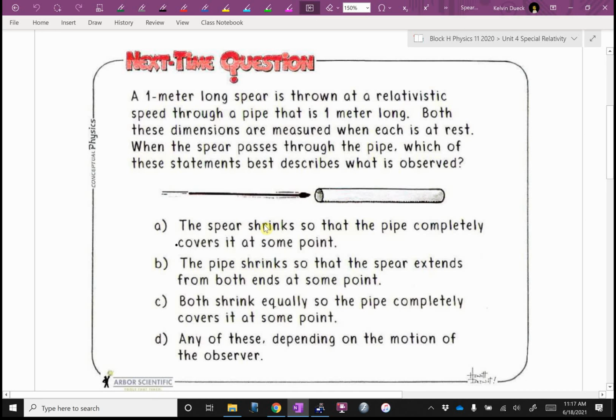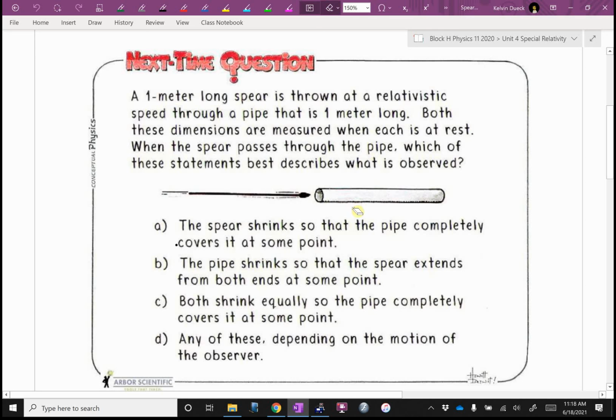A, the spear shrinks so that the pipe completely covers it at some point. B, the pipe shrinks so that the spear sticks out from both ends at the same time at some point. C, both shrink equally so that the pipe exactly covers the spear at some point with no extra room. Or D, all of the above, depending on the motion of the observer. Yeah, all of the above. It is. It's all relative. So you ready?